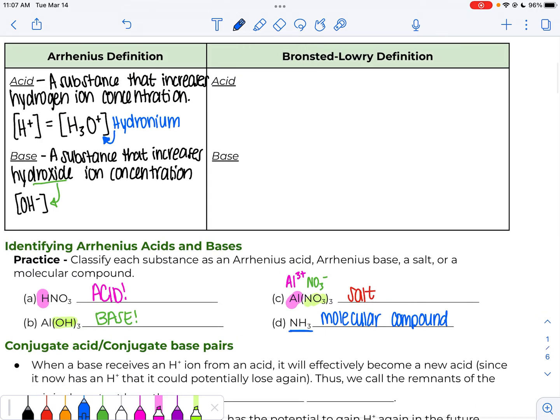All right, so here's the issue with Arrhenius acids and bases in their definitions though. We just classified these 4 substances, fine and dandy, but it turns out that NH3 actually exhibits properties of bases. It feels slippery, it has a pH greater than 7, and when you add phenolphthalein to it, it turns pink.